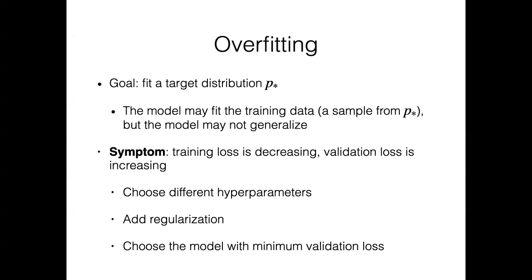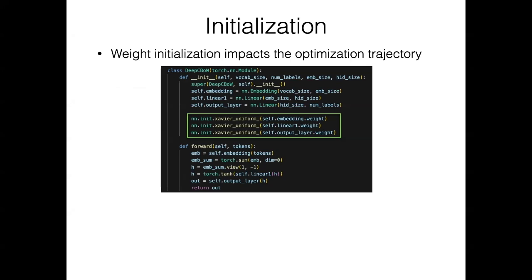Or what you can do is, let's say you're training for multiple epochs, then you can just choose the model right before the validation loss starts to increase. And that's a pretty common technique in practice. So any questions on this so far?